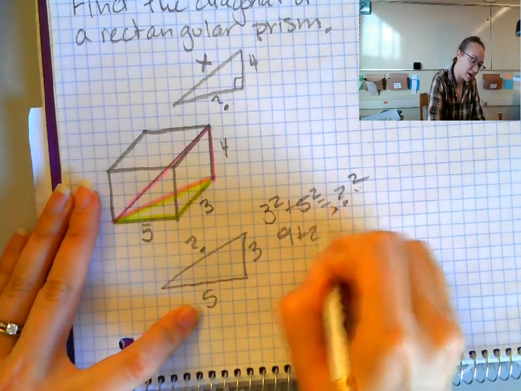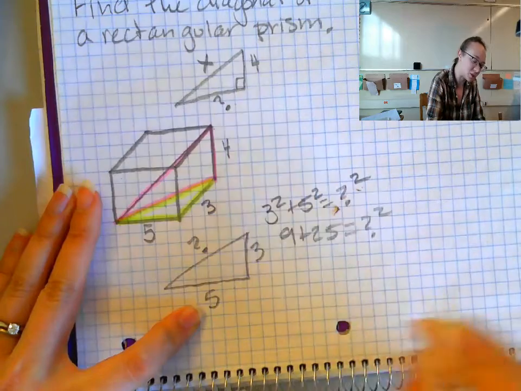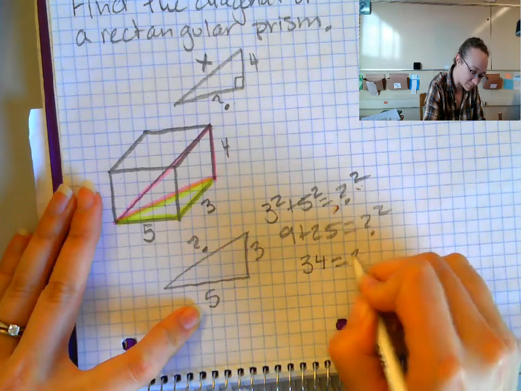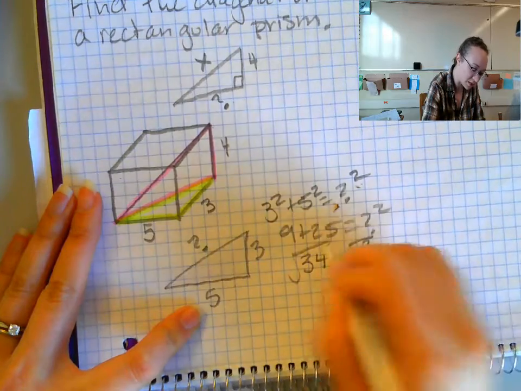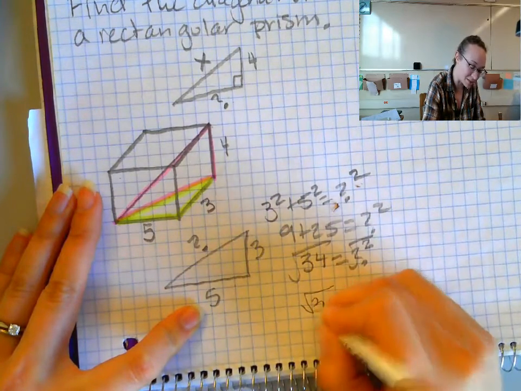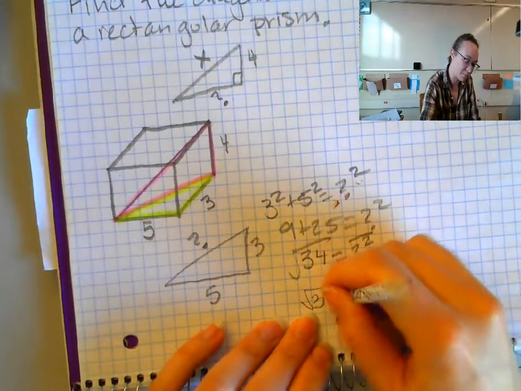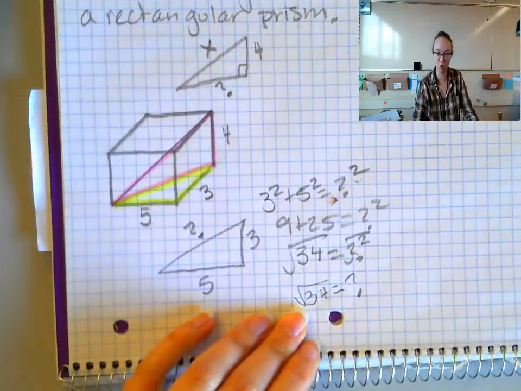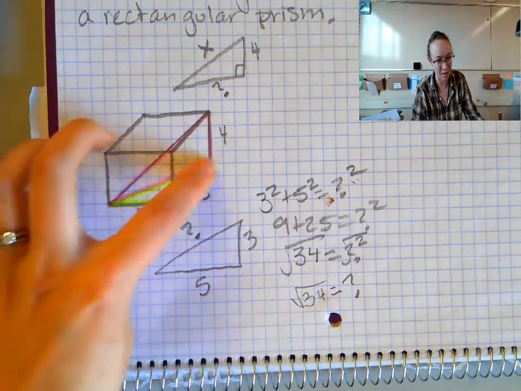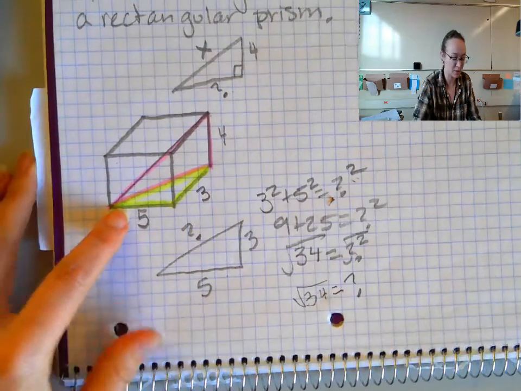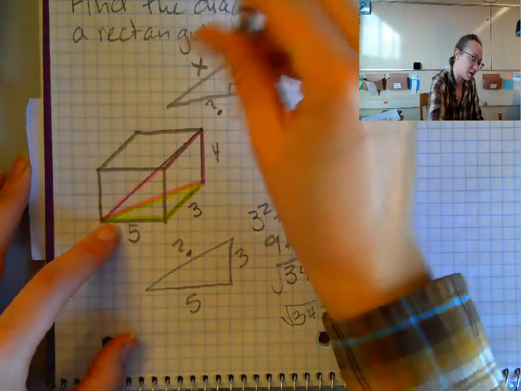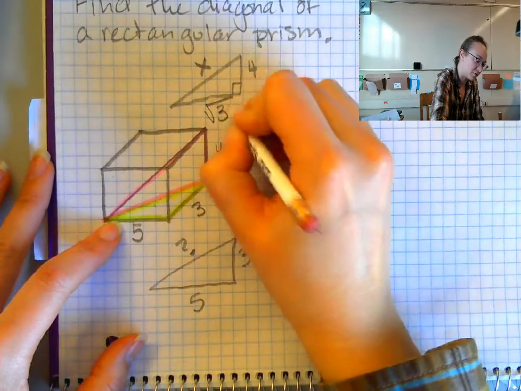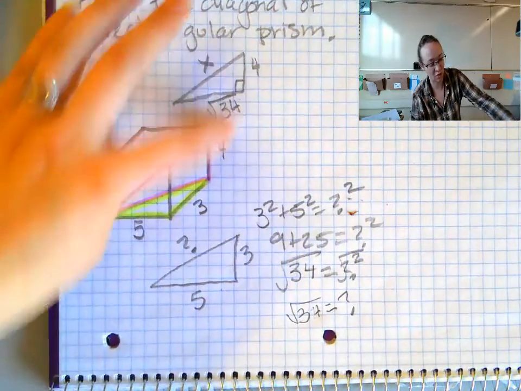9 plus 25 equals question mark squared. 34 equals question mark squared. Square root of it all. And I'm just going to leave this as the square root of 34 equals my question mark side. This length that goes right there is the square root of 34. So I'm going to put that number in up there. Square root of 34. And now I get to solve for x.